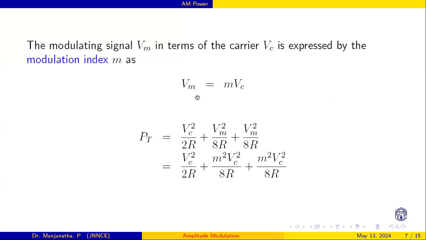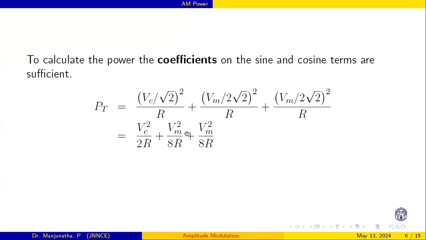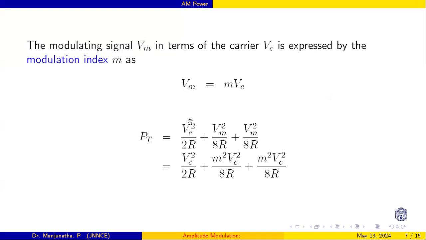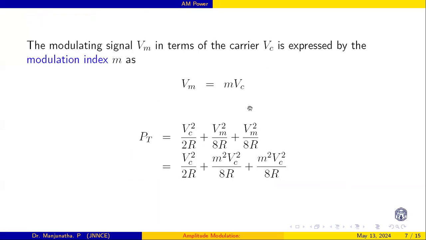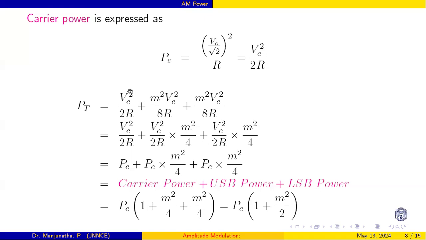And where we have Vm, we can express it in terms of m and Vc, that is m Vc. So Vc square by 2R plus m square Vc square by 8R, plus m square Vc square by 8R. So we replace this Vm with m Vc here. Then Pc is Vc square by 2R. This term we call the carrier power. So that's the simplification, and we have derived up to this.